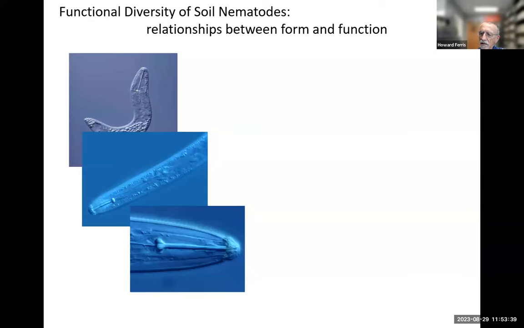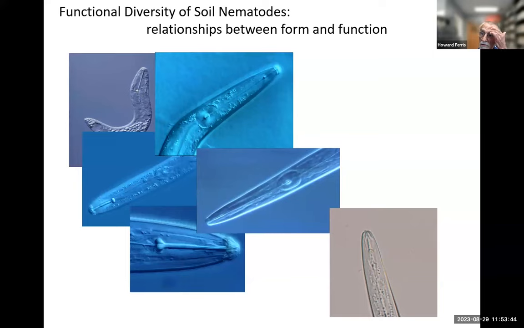So we can identify nematodes that feed on plant roots. And then here are some nematodes that feed on soil fungi. They've got much more slender stylets, but they are able to push those stylets into fungal hyphae and withdraw cell contents. Often these nematodes that feed on fungi have this large pumping structure. I should say the plant parasitic nematodes also have a pumping structure in the esophagus, but it's very large and more powerful looking in the fungal feeding nematodes.